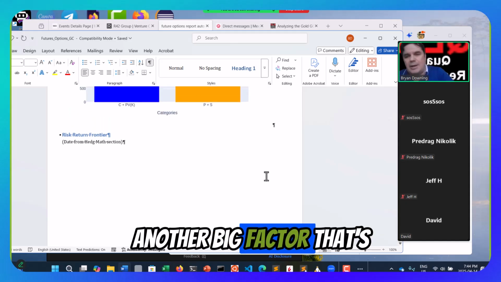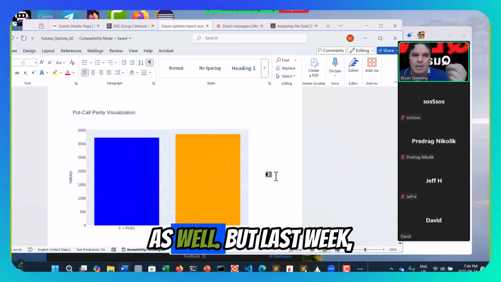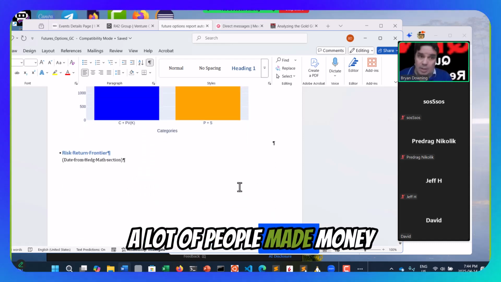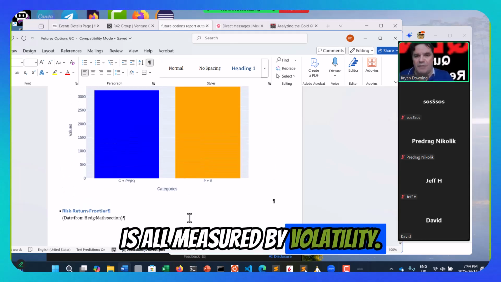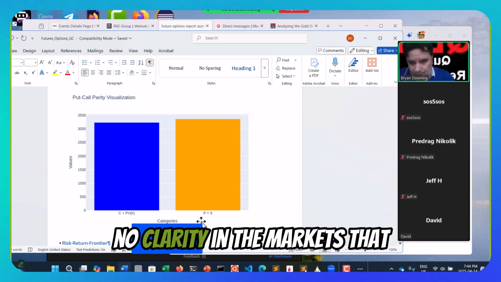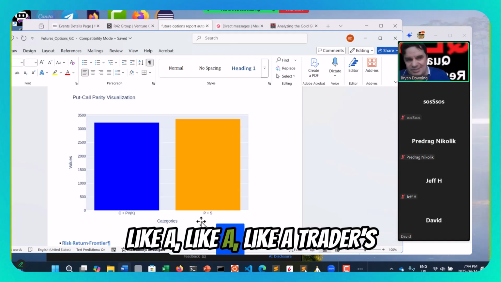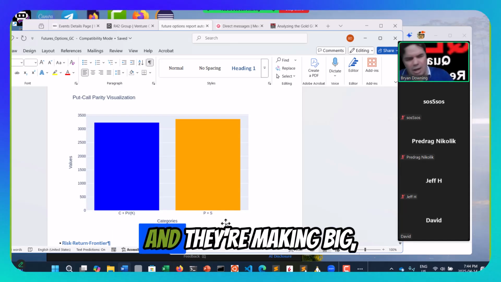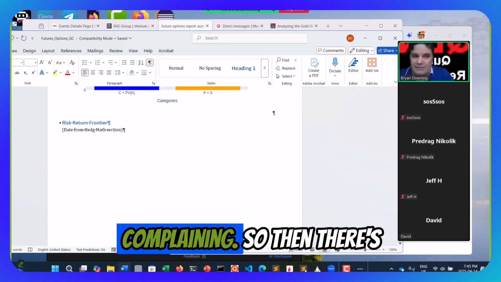And another big factor that's measured is how long it lasts as well. But last week, a lot of people made money when there's chaos, and this is all measured by volatility. So when you have all this no clarity in the markets that puts things out of whack, this is like a trader's delight for a trading opportunity on the low level, and they're making big profit. You won't hear them complaining.